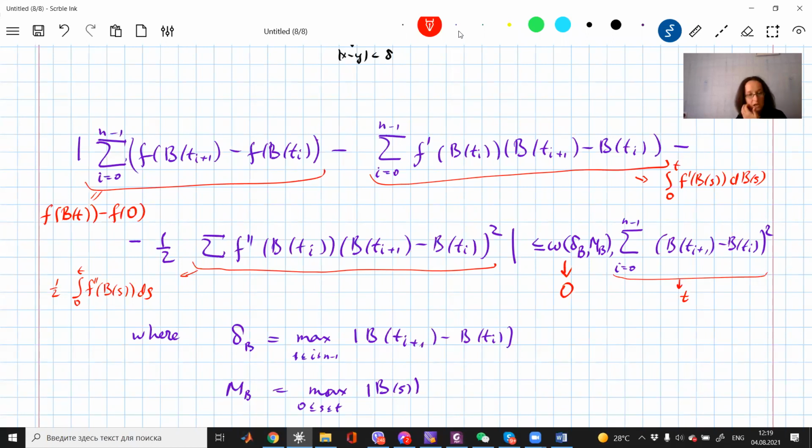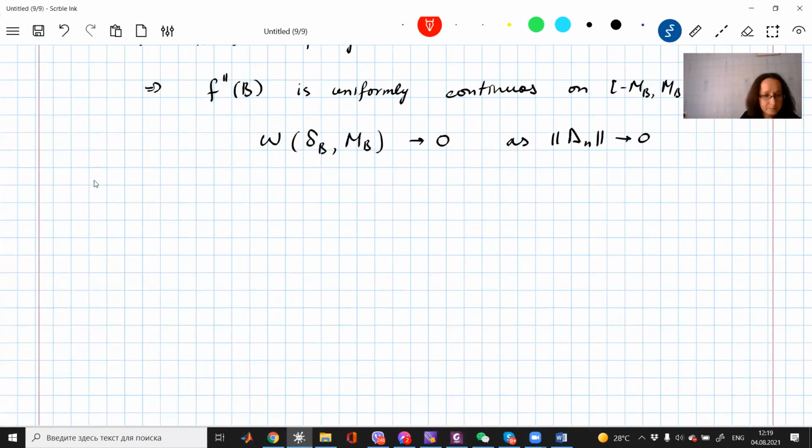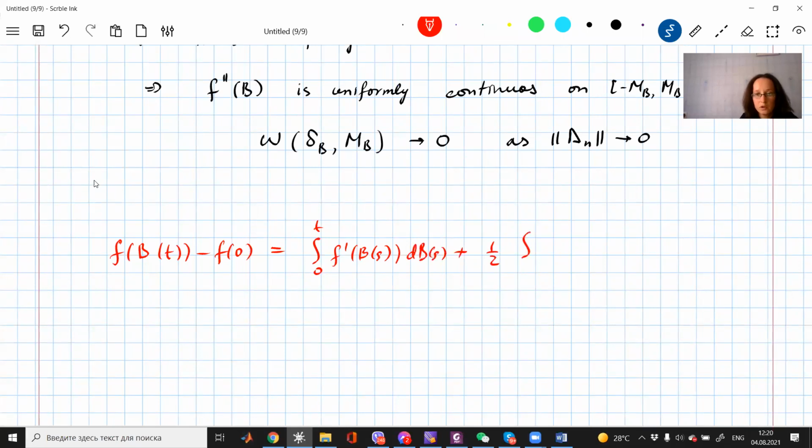So this is the end of the proof of the Ito formula, because what did we prove? We proved the statement of the theorem: that f of b of t is equal to the two integrals, the integral of f prime of b of s db_s plus 1 over 2 times the integral from 0 to t of f double prime of b of s ds. So this ends the proof of the Ito formula.